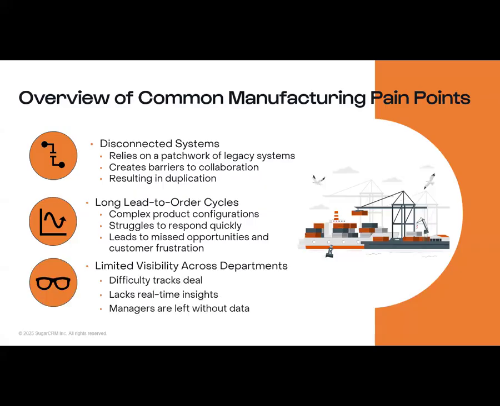There's also limited visibility across departments, right? Because systems are fragmented and legacy systems are patched together. Not everybody sees all the different systems, or you have to log in and out of all these different systems to get access to one little piece of information. So it's very difficult to track a deal because there are lots of bits that fit into that one sales deal. And because it's so fragmented, you get a lack of real-time insights and managers are left without data.